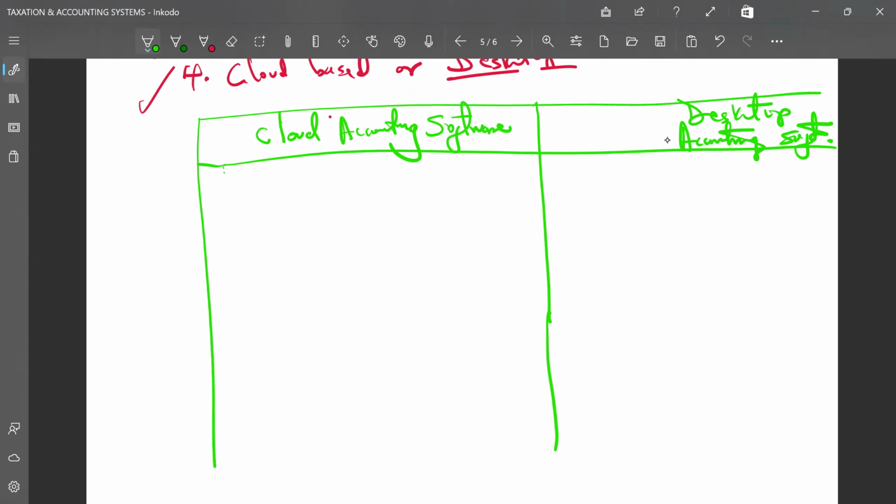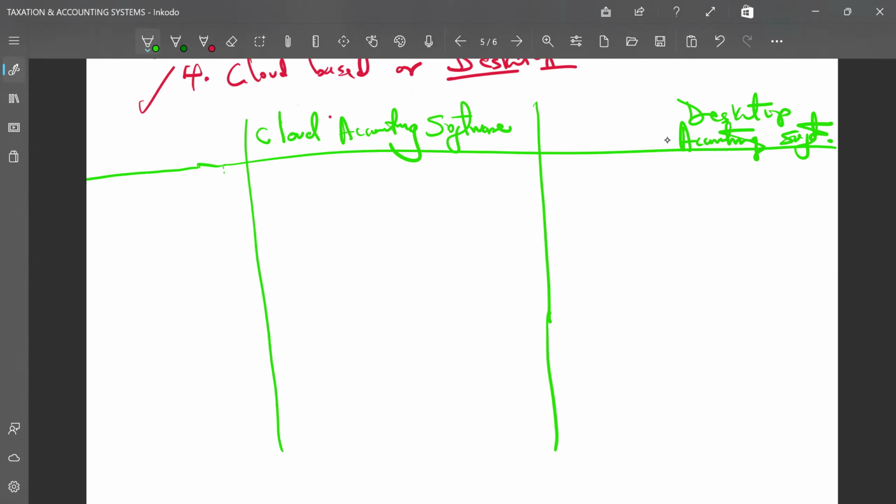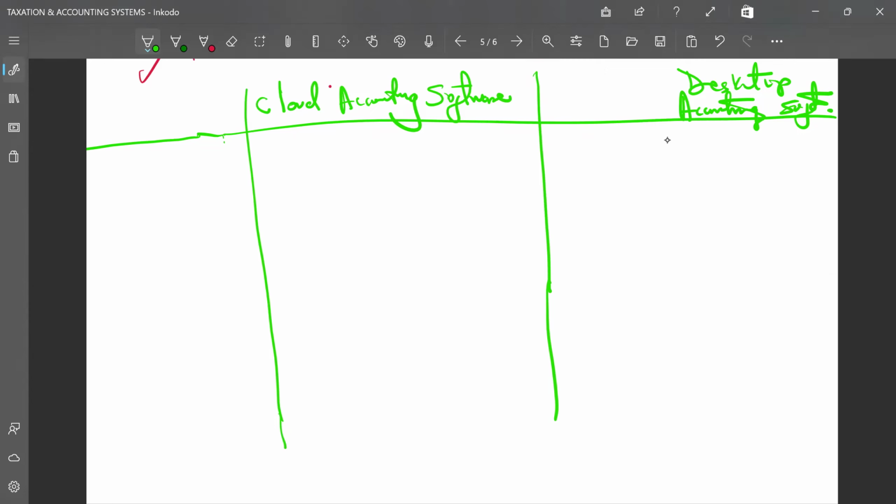Now, what is the difference between a cloud-based accounting system and a desktop accounting system? They're very simple. We've already talked about them. I'm just putting them in writing for you to understand it better. And before I even do that, I want to look at the aspect of differences. What are the areas of differences? Under what considerations are we getting the differences? For example, let us look at the difference in terms of payment model.